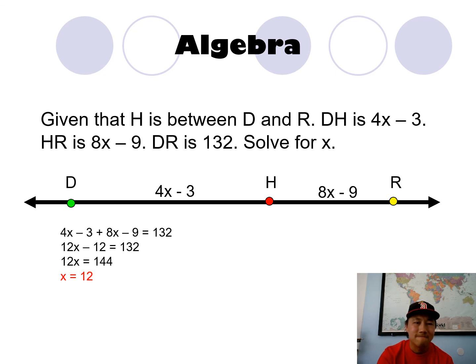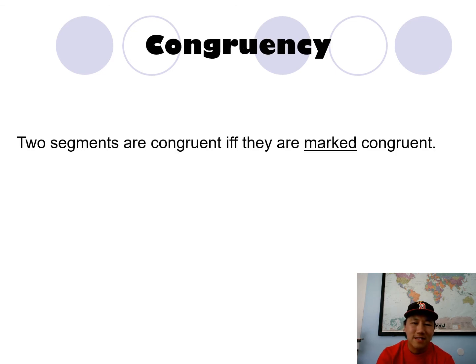Super easy still. Alright, our last slide for the day, congruency. Congruency is just shapes that are exactly the same. All the sides match up, all the angles match up. So we're going to decide if two segments are congruent if and only if they are marked congruent. Just so you know, the IFF is not misspelled. It just means if and only if. So if you have two shapes, they are only congruent if they are marked congruent.